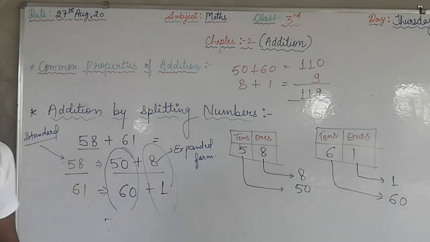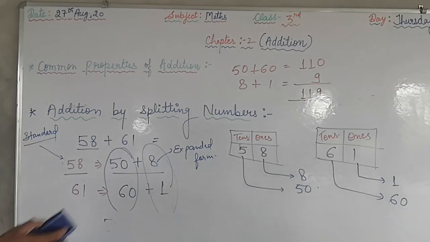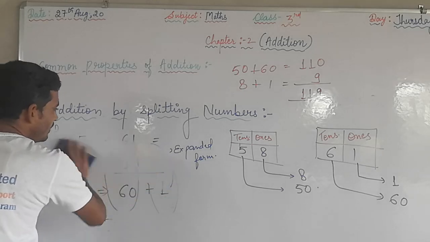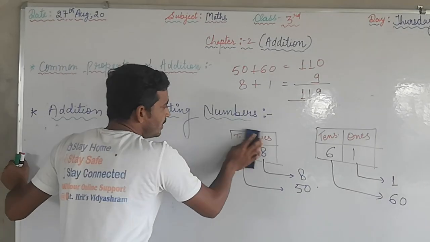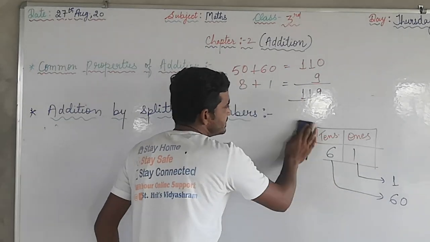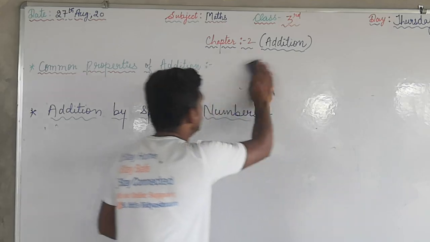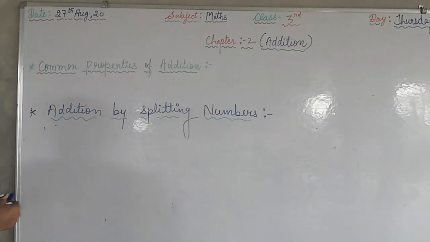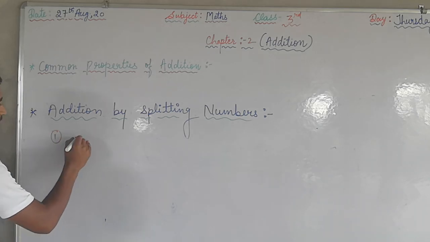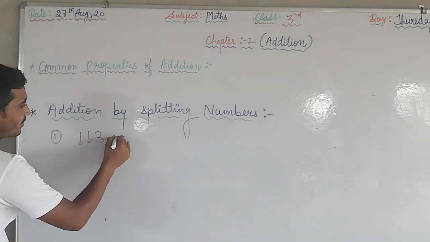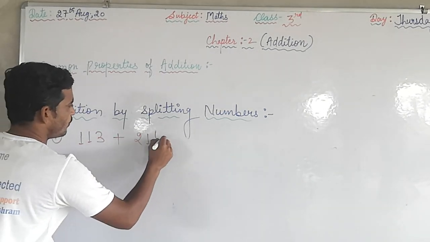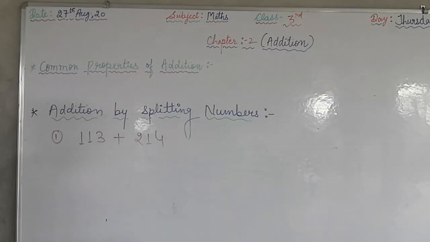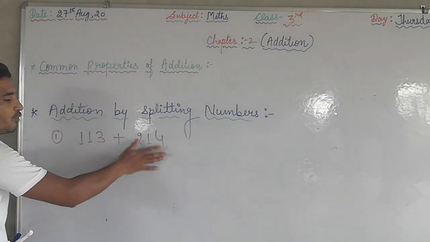Okay, so we take one more example. Now we take a 3-digit number. In a 3-digit number we have ones, tens and hundreds place digits. Let's discuss the 3-digit number. 113 plus 214. Now we are going to add 113 and 214.